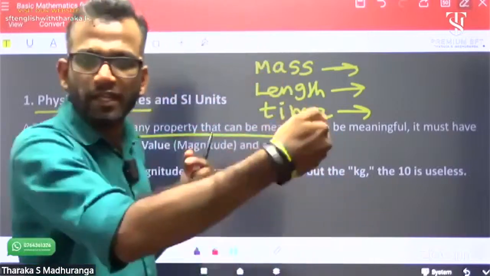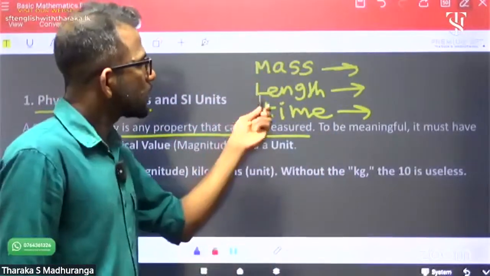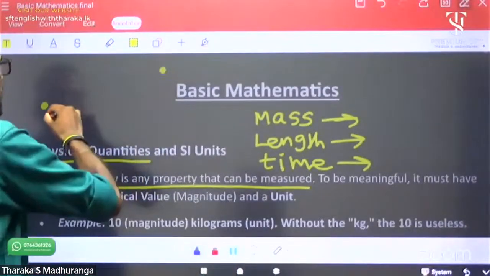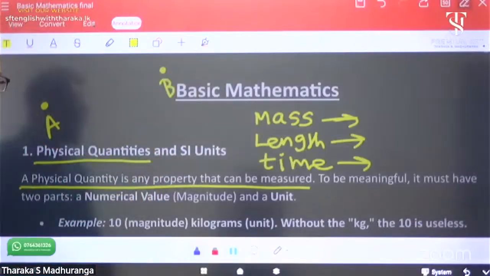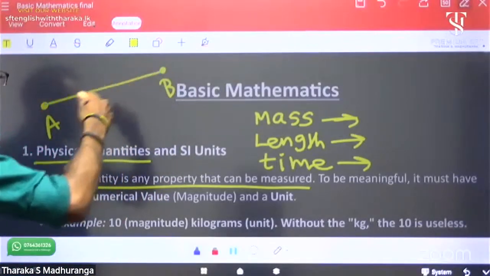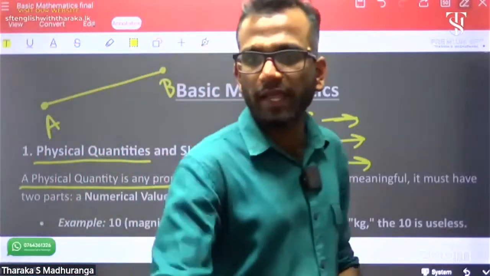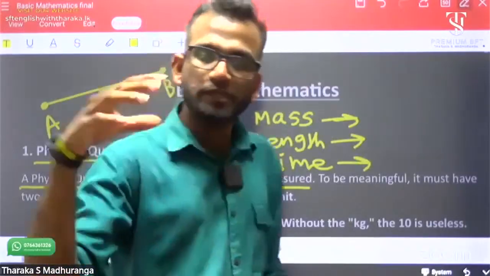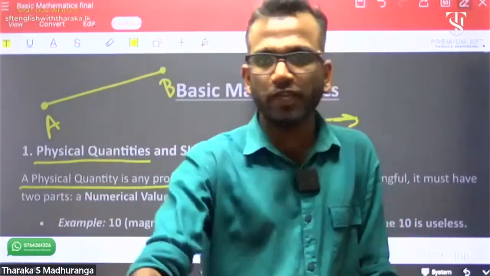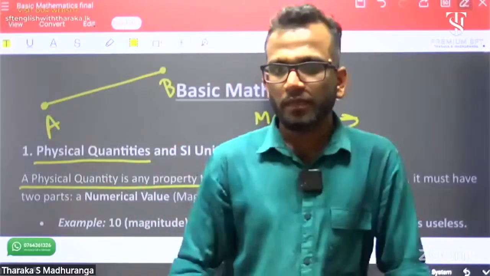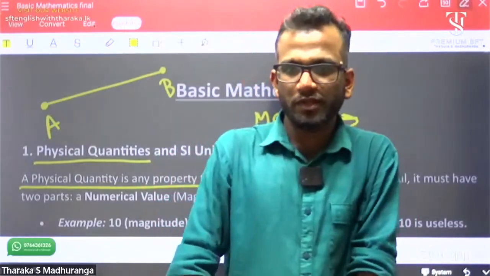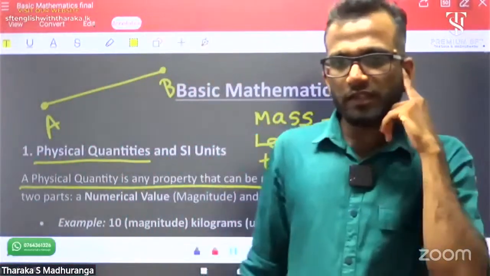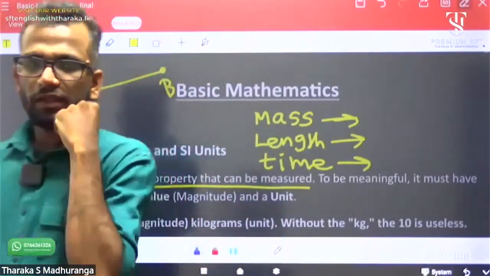Distance means length. If you have the distance between A and B, distance means the length AB, right? Both are the same. Current, very good. The current is a physical quantity that we can measure. Displacement means the shortest distance between two points. That's a displacement.